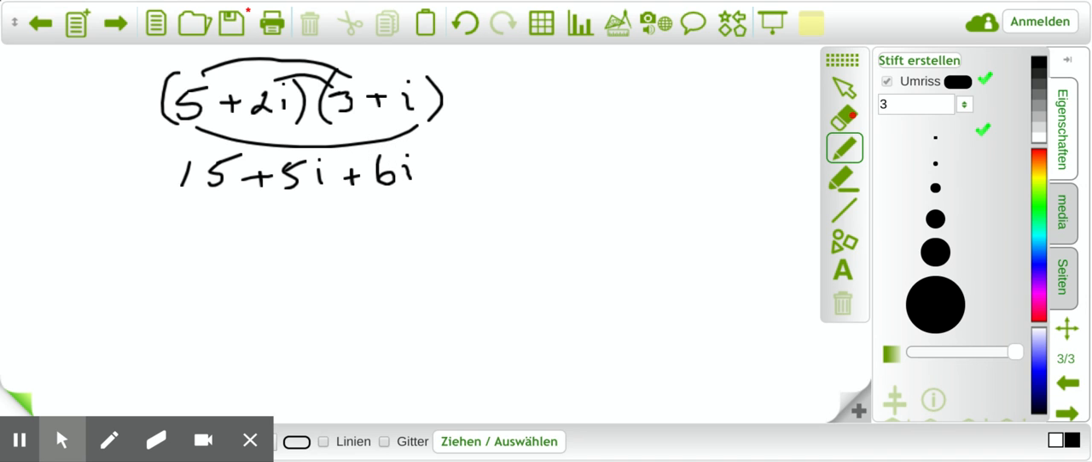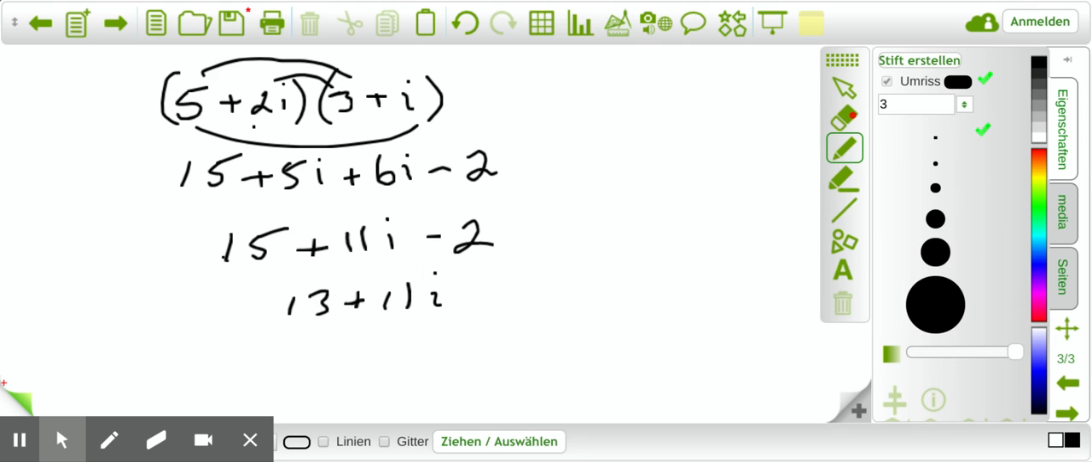And then if I multiply 2i times i, well, i times i is negative 1. So I'm going to get negative 2. And then I simplify by combining like terms, and I get 15 plus 11i minus 2. Well, I can combine 15 and negative 2, and I get the complex number 13 plus 11i. Okay, so I hope that makes sense.